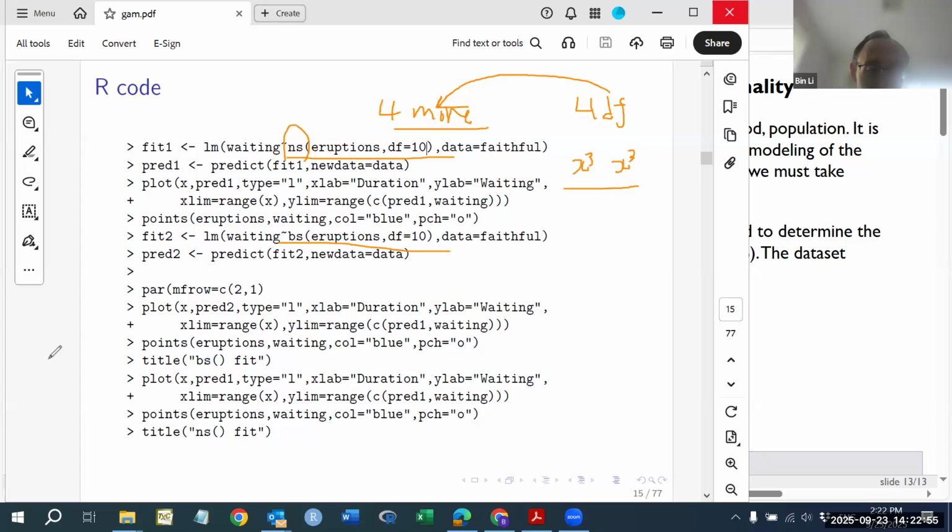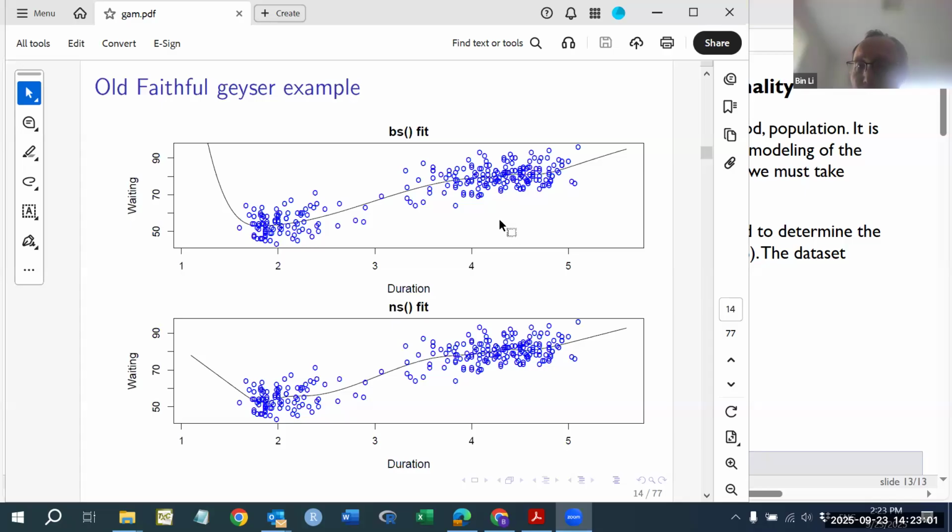Okay, so now let's compare the two fitted plots using the same degree of freedom. If you look closely, you can see that outside the range, the natural spline goes in a linear fashion. You see that? But outside the range, the B-spline goes in a nonlinear fashion. This one seems to be linear, but this one you can definitely see the nonlinear trend, right?